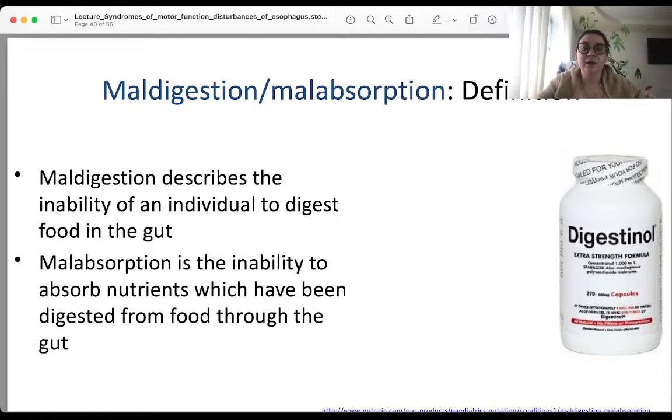And two more syndromes that I'm going to discuss with you today, but they are very, very important. And we will return further to these syndromes. They are the syndromes of maldigestion and malabsorption. Let's give the definition. What is that? Maldigestion describes the inability of an individual to digest food in the gut. Malabsorption is the inability to absorb nutrients which have been digested from food through the gut.